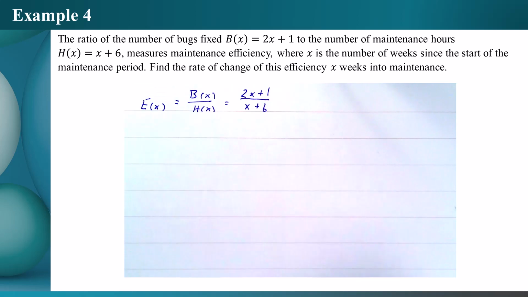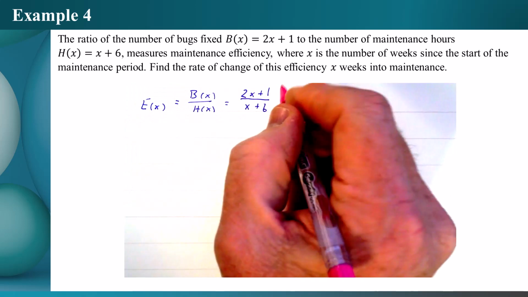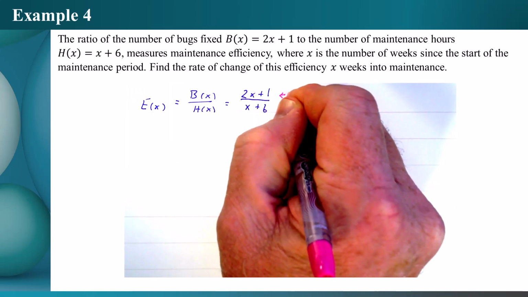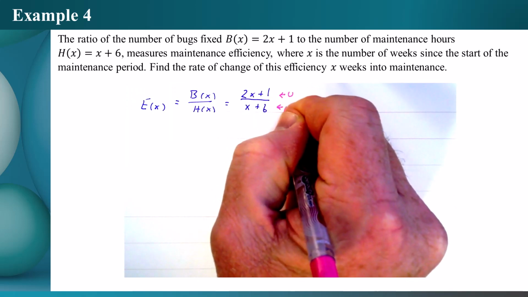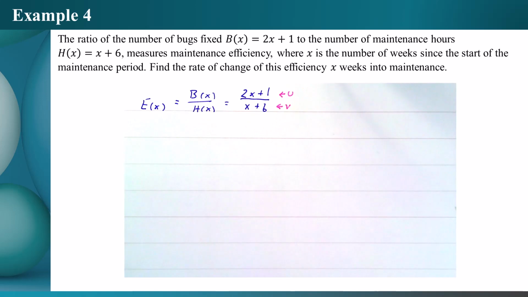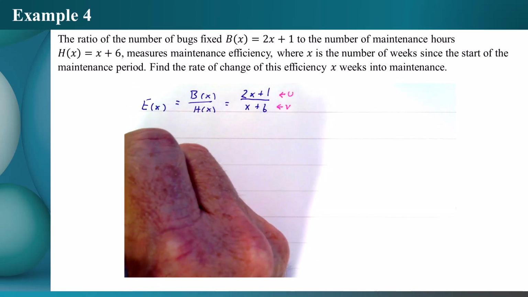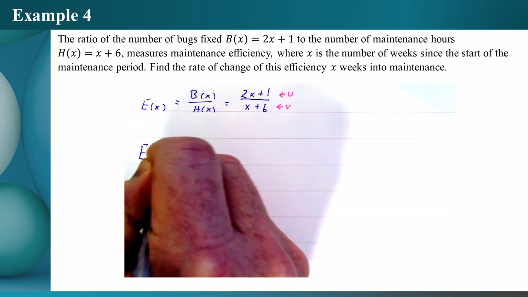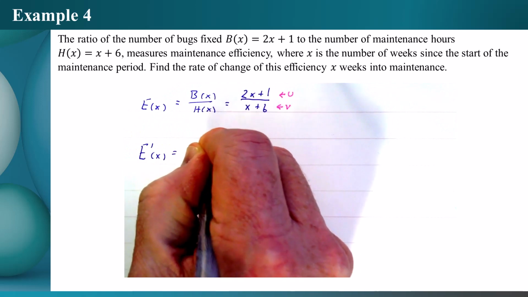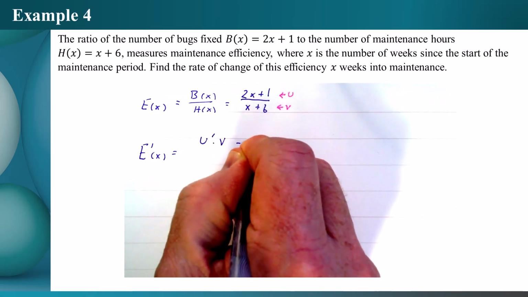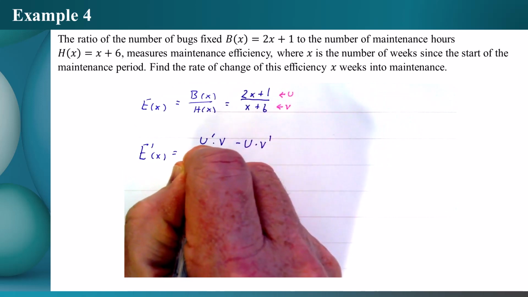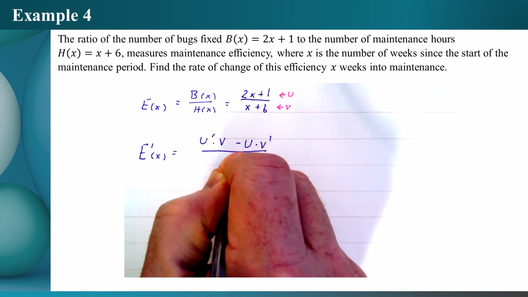So if I start off by calling this first part up here, this top part, I'm just going to call that u, and this denominator here, v, then I see I just have to use the quotient rule here. So let's go ahead and write down the quotient rule. E prime of x is equal to u prime times v minus u times v prime, and all of that goes over v squared.